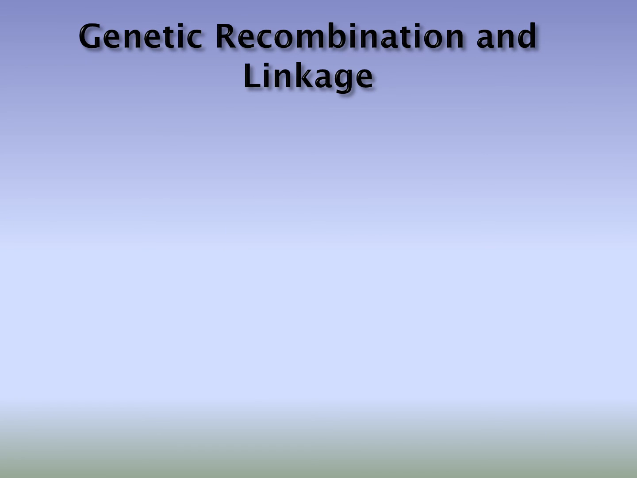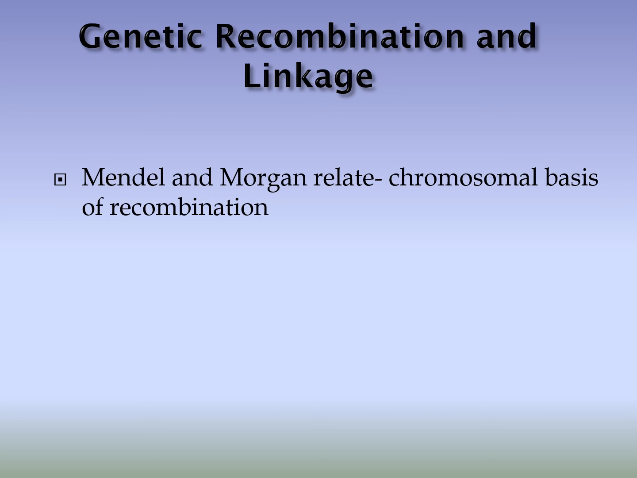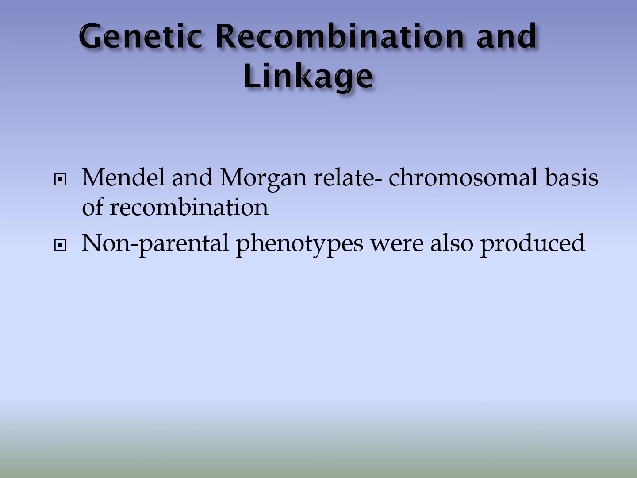Now let's talk about genetic recombination and how it relates to linkage. Mendel and Morgan's studies in genetics can overlap and relate to the chromosomal basis of recombination. Remember recombination, or crossing over, occurs during meiosis. However, non-parental phenotypes were also produced. So what is going on? What I just described basically means that recombination must have occurred in those that had the non-parental phenotype.